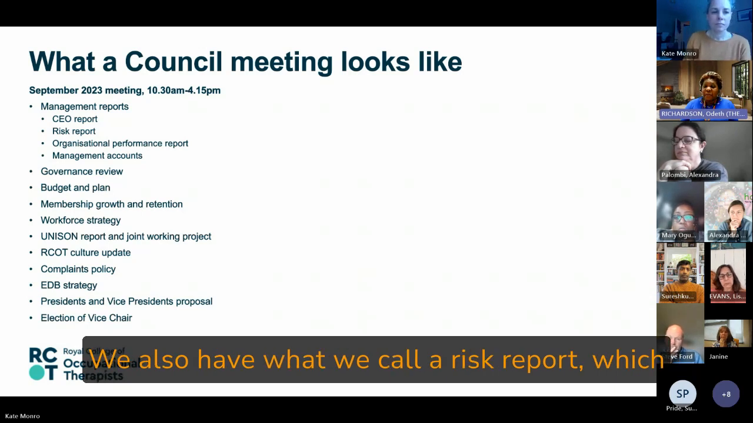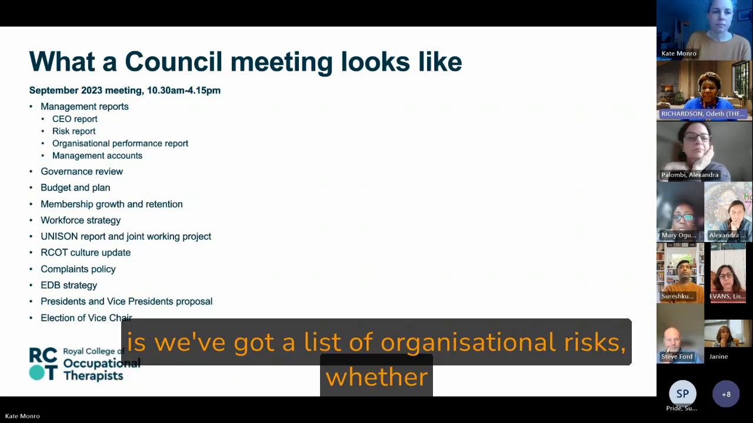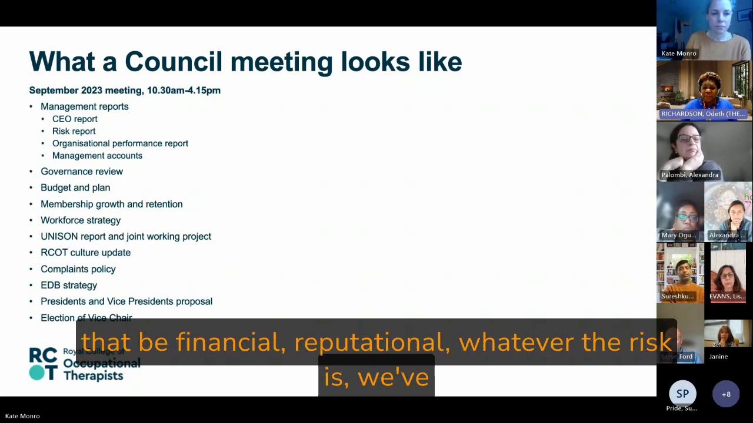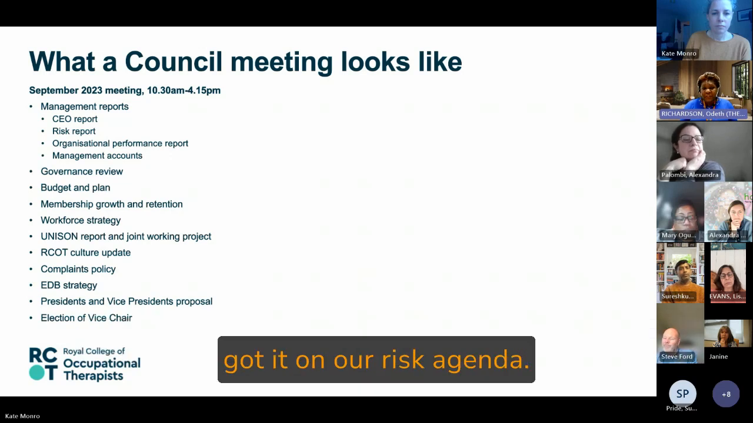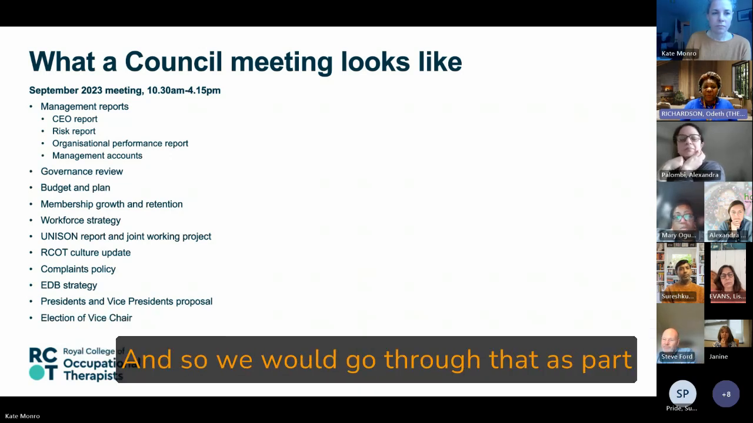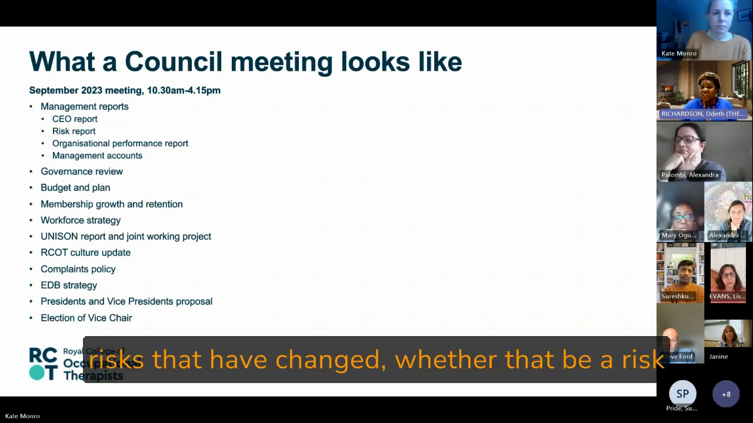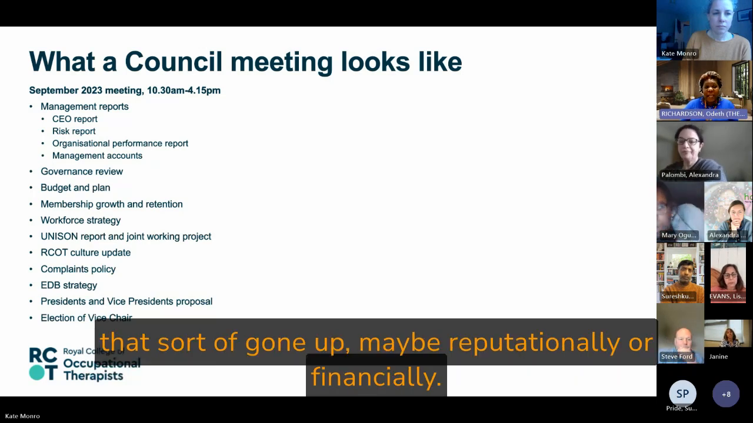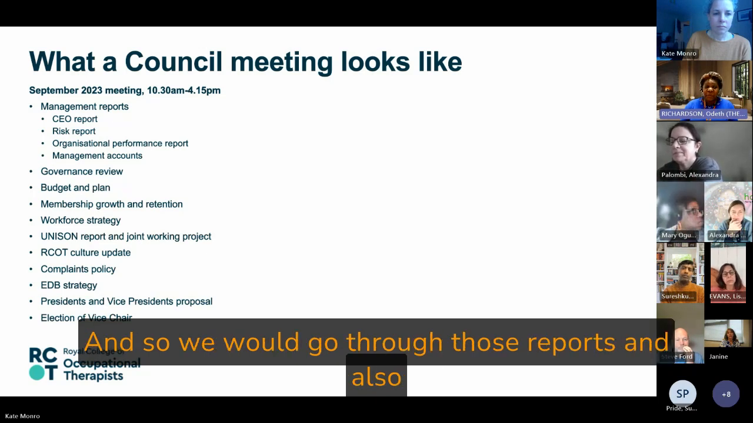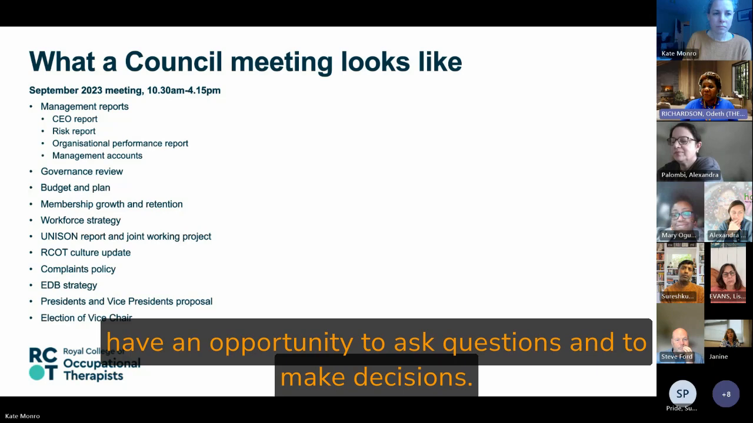We would also have what we call a risk report, which is a list of organizational risks, whether that be financial, reputational, whatever the risk is, we've got it on our risk agenda. And so we would go through that as part of our council meetings as well to identify any risks that have changed, whether that be a risk that has gone up, maybe reputationally or financially. And so we would go through those reports and also have an opportunity to ask questions and to make decisions.